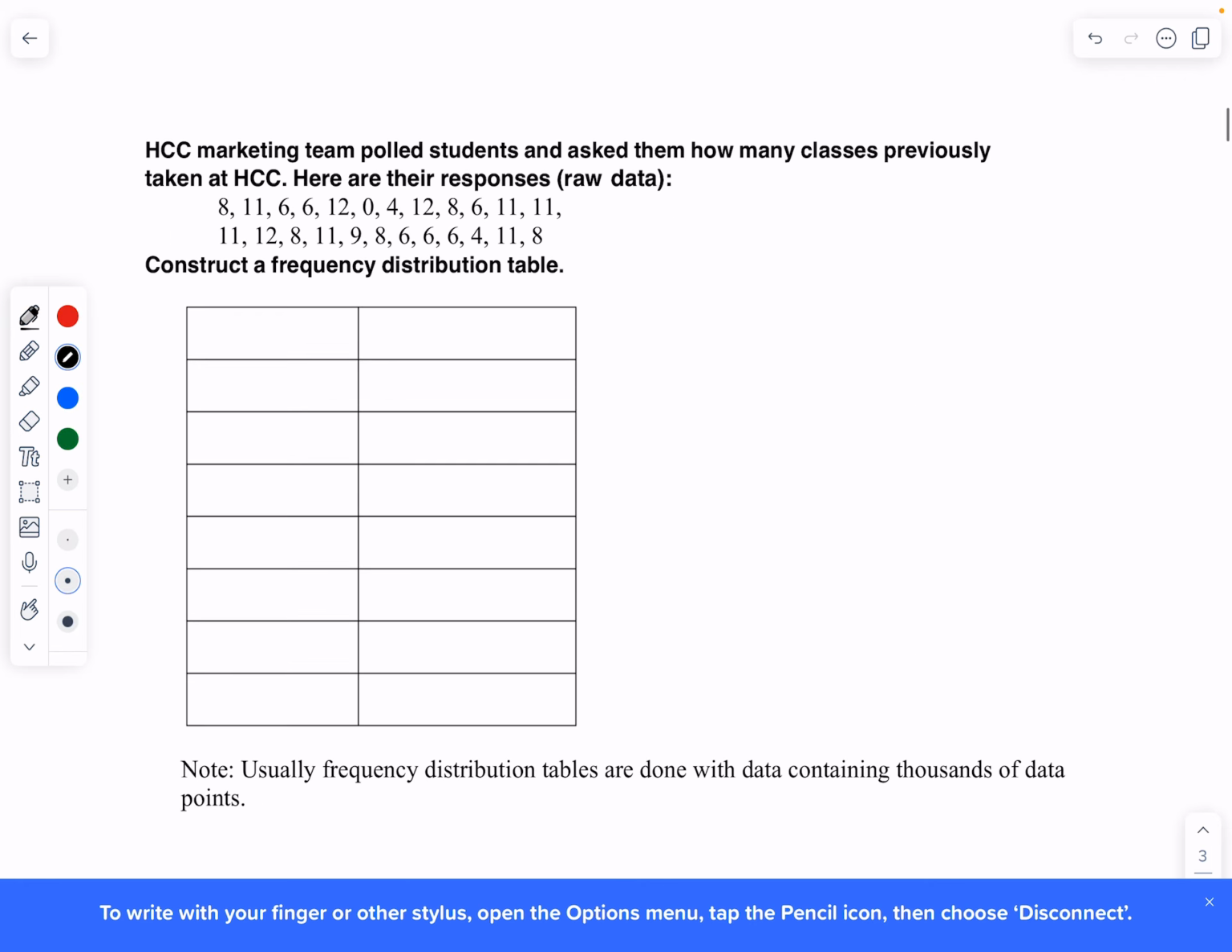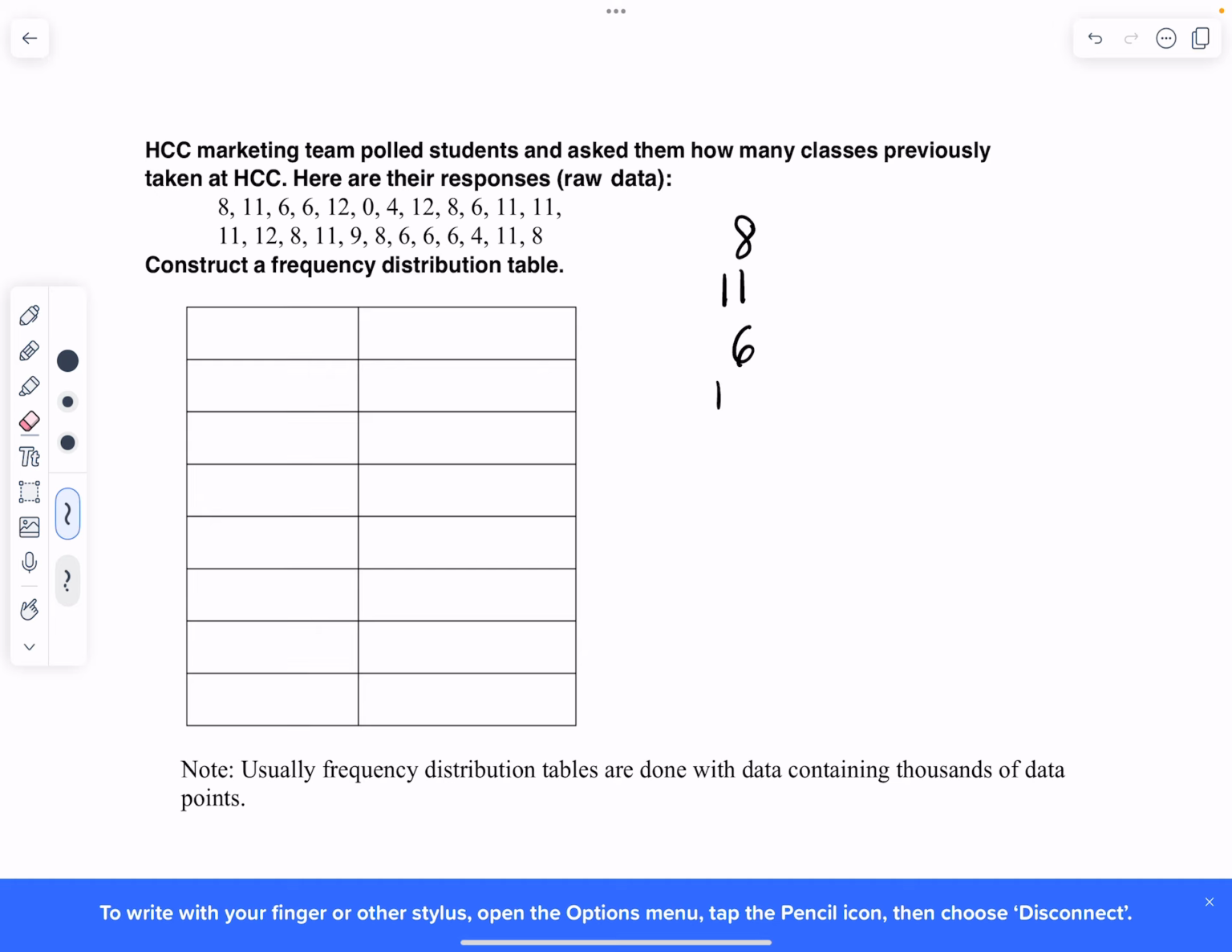So the HCC marketing team polled students and asked them how many classes they had previously taken at HCC. Here are their responses, which is the raw data. All right, guys. So before I construct this frequency distribution table, I am going to write down all the different numbers I see. I see an 8. I see an 11. I see a 6.